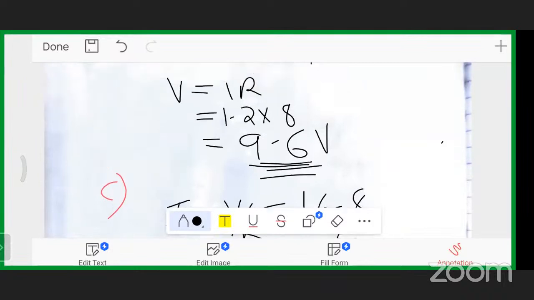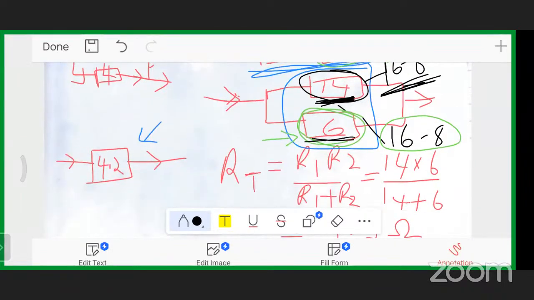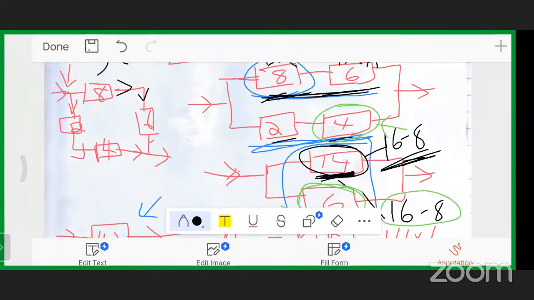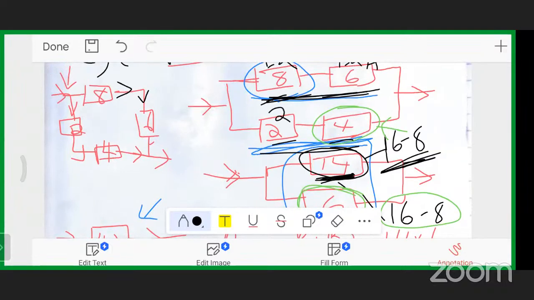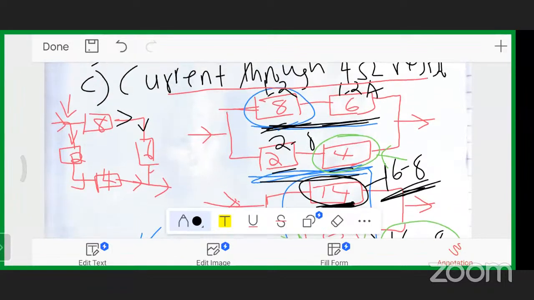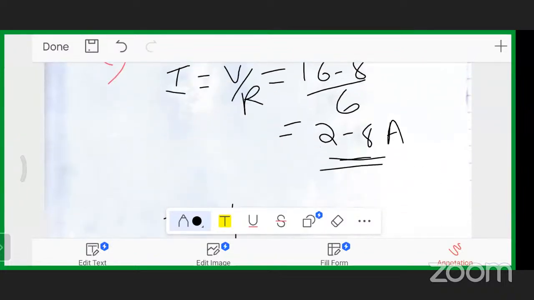Now this 2.8 is the current flowing, let's go back to the diagram, through the 6 ohm resistor. And this 6 ohm resistor was a combination of 2 and 4, and they were in series. For series, you know that the same current flows. So the same current of 2.8 is flowing through the 2 ohm resistor and also through the 4 ohm resistor, 2.8 amps. So our answer is just 2.8 amps. That is the same current that flows through the 4 ohm resistor.